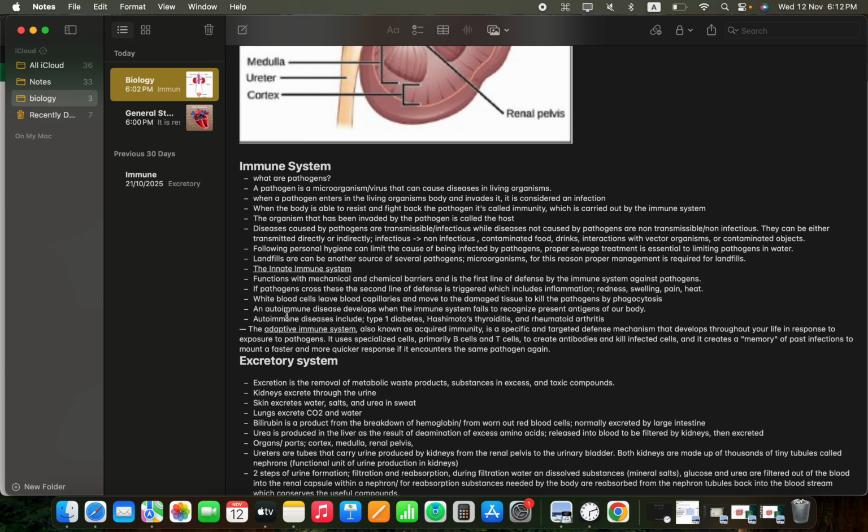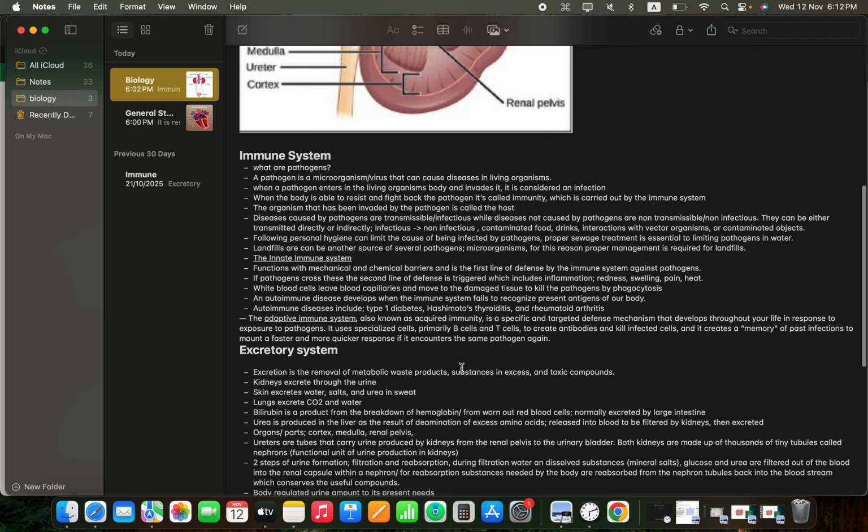Then we have autoimmune diseases. An autoimmune disease develops when the immune system fails to recognize the antigens of our own body. Autoimmune diseases can include type 1 diabetes, Hashimoto's thyroiditis, and rheumatoid arthritis. So, autoimmune basically means when your own body fails to recognize your own antigens and attacks it. This is the case for type 1 diabetes, Hashimoto's thyroiditis, and rheumatoid arthritis.